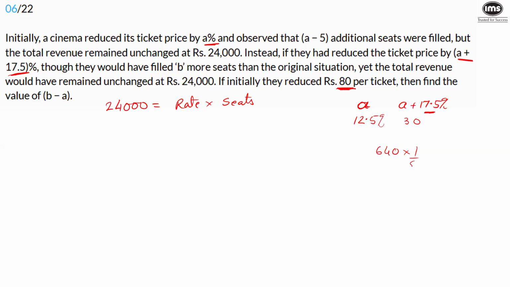640 is reduced by 1 by 8, it is reduced by 80 rupees. Now, if I take 640 as the rate, I don't think I'll be able to divide 24,000 by 640. Would you be? Okay, let's just try.